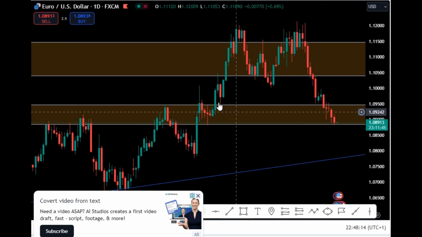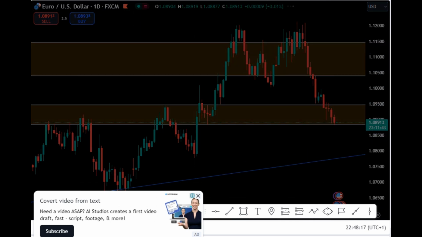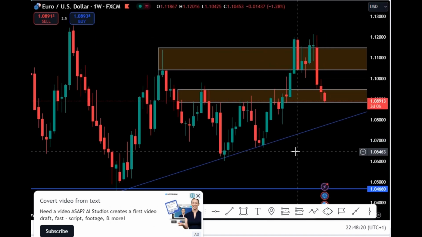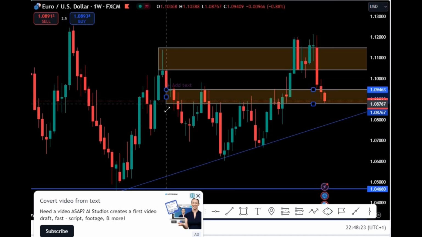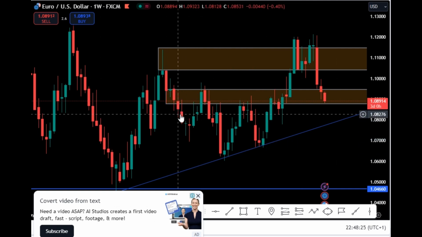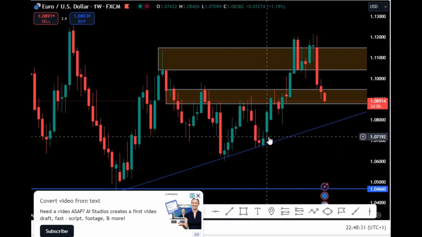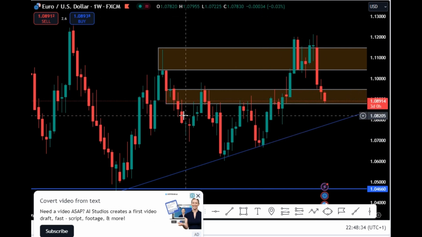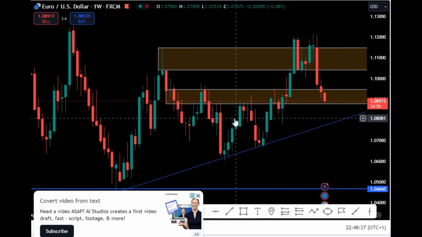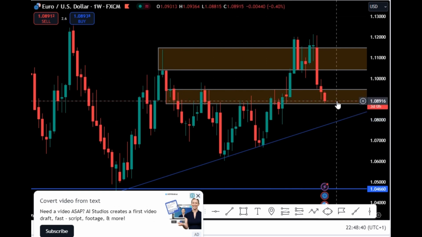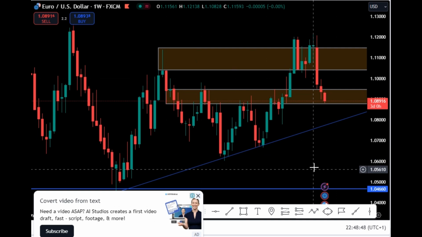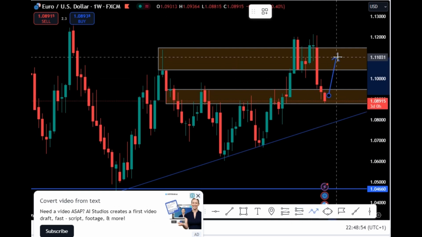But let's look at the weekly chart of the Euro USD. On my weekly chart, you can see that we have a support level here. As long as this level is a support level on the weekly chart, it shows that the Euro USD could move to the upside next week. If price fails to break this support level this week, then next week we'll be looking for a buying opportunity for the Euro USD to this level.